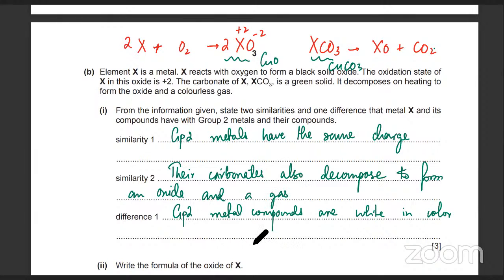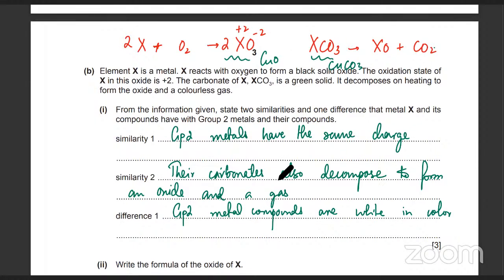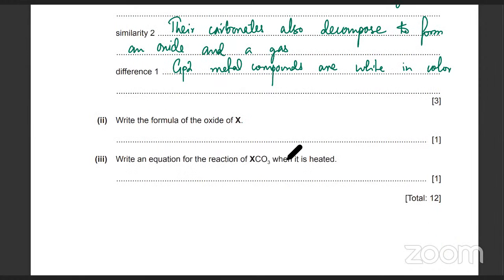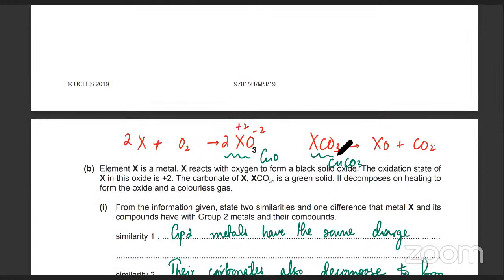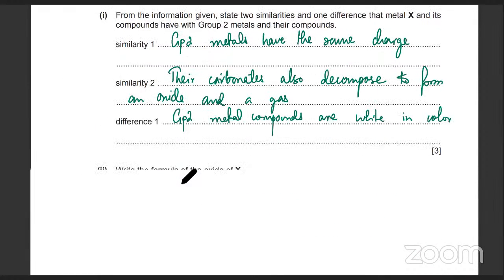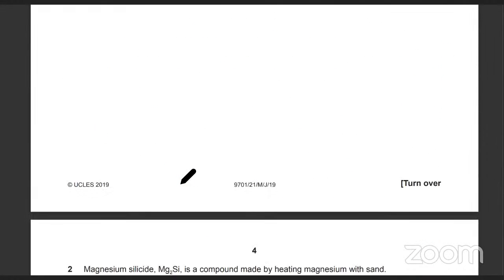Write the formula of the oxide of X. We already did that, so that's done. Write an equation for the reaction of XCO3 when it is heated. We did that as well. So moving to the next question, that's the first question.